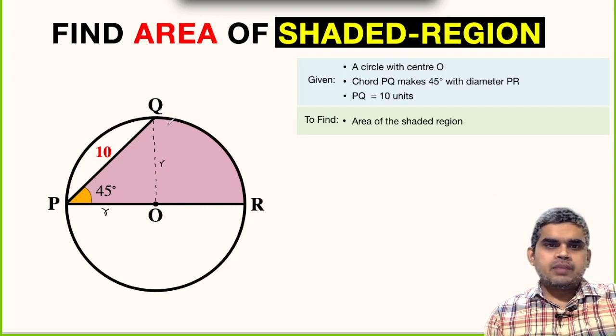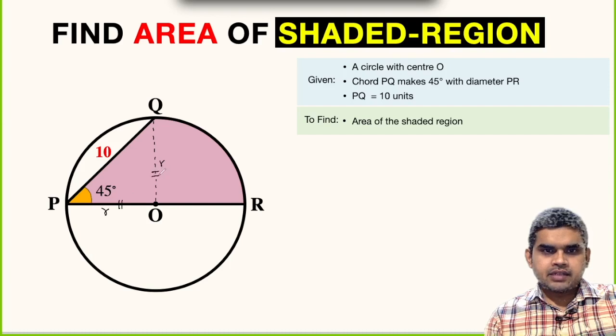So triangle OPQ will be an isosceles triangle. That means this side is equal to this side. So this triangle is isosceles in nature, and hence this angle is also 45 degrees. Because this angle is 45, so this angle will also be 45 degrees. Now by angle sum property, angle 45 plus angle 45 plus this angle at point O will be 180 degree. So if you sum them, it will be 90. So here also this is 90 degree.